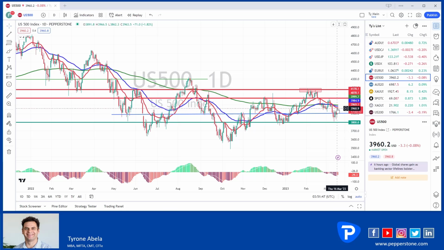We can see a series of lower highs and lower lows on this one, and we'll be targeting the 3,800 again. No worries about that. Very, very important resistance in front of it. We've got a roll reversal zone at 4,000 and all those three moving averages. So until we get above all those moving averages, it's got to basically close above 40.20 for me.